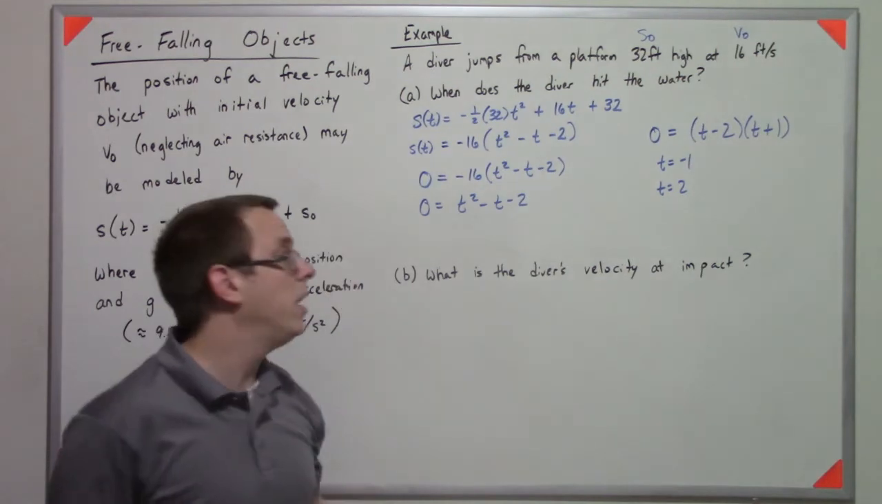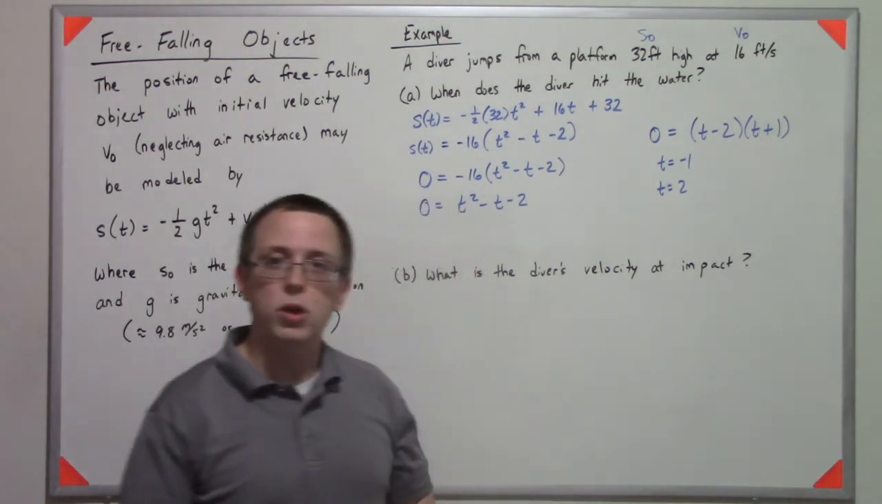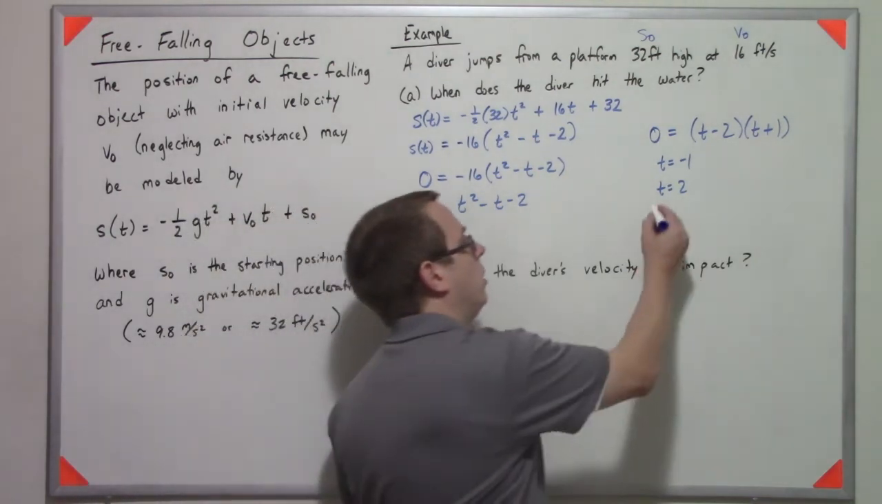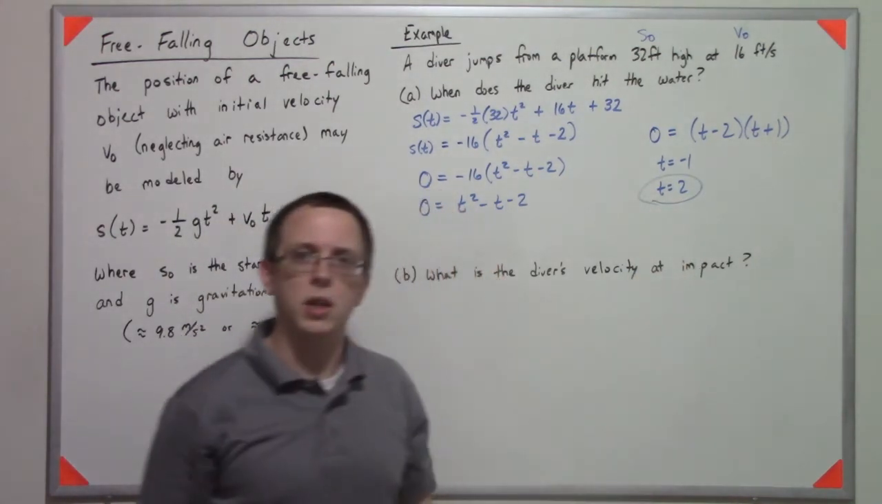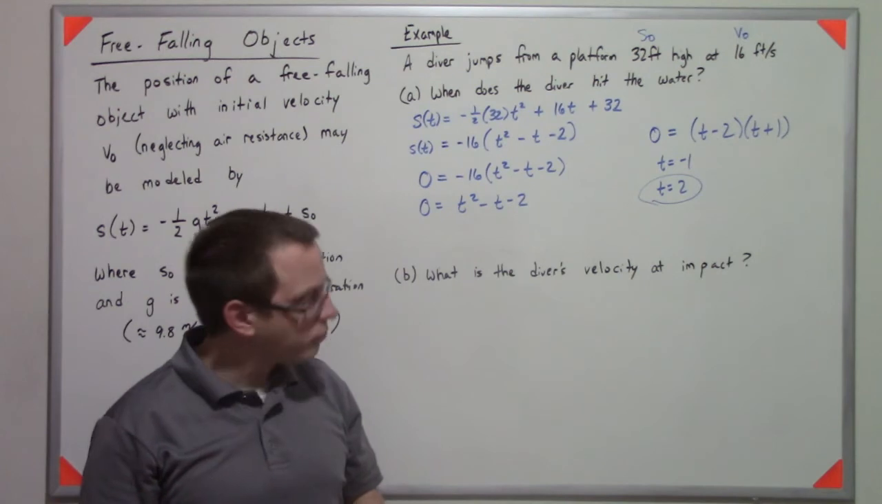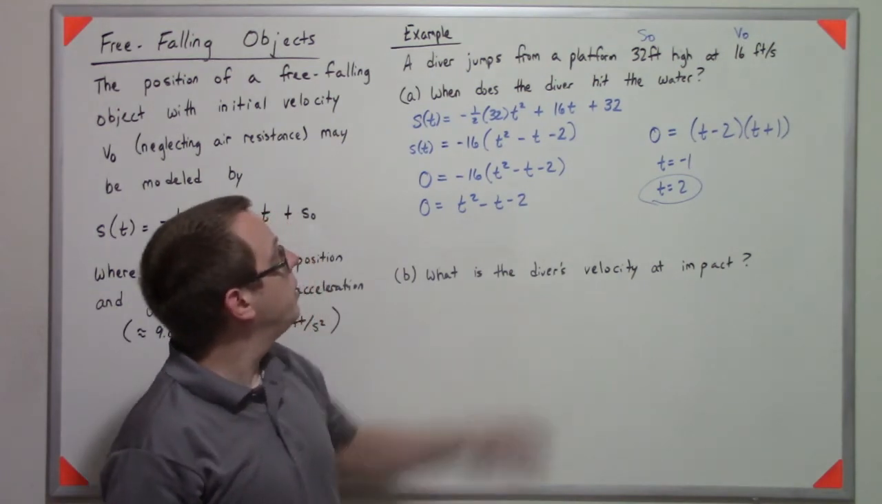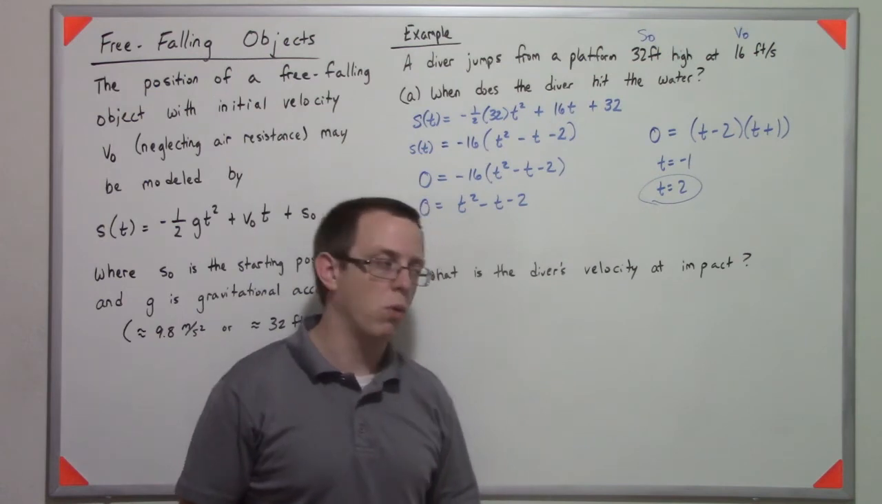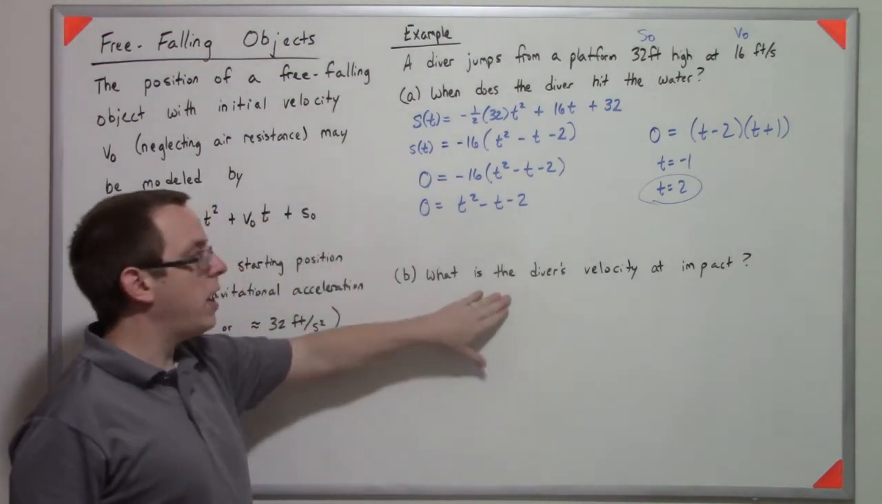So given that, when you're dealing with these problems, you're almost exclusively going to be dealing with the positive time step. So that tells me that the diver hits the water 2 seconds after he jumps off the platform. And then we want to find the velocity.